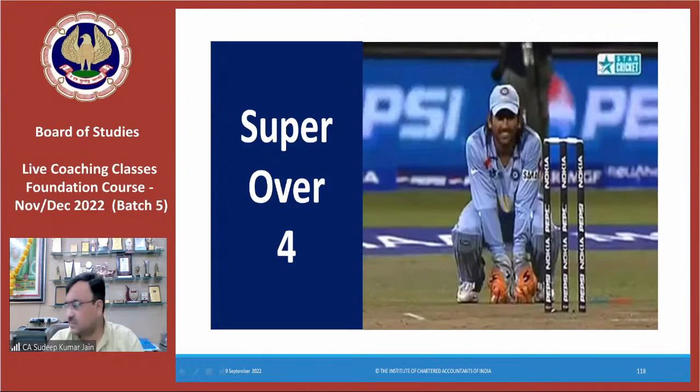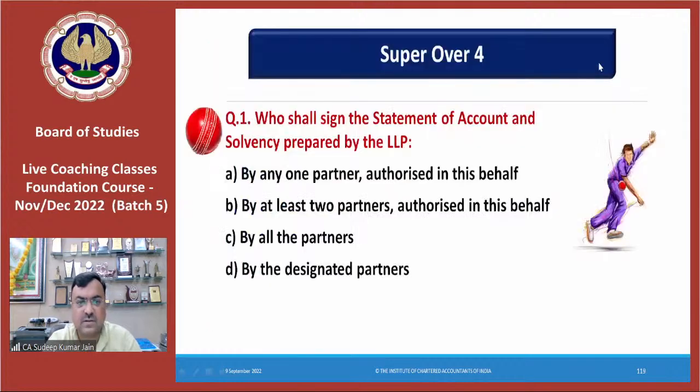Now, let's start the super over 4. First, who shall sign the statement of account and solvency prepared by the LLP? By any partner authorized in this behalf, by at least 2 partners authorized in this behalf, by all partners, by the designated partners.